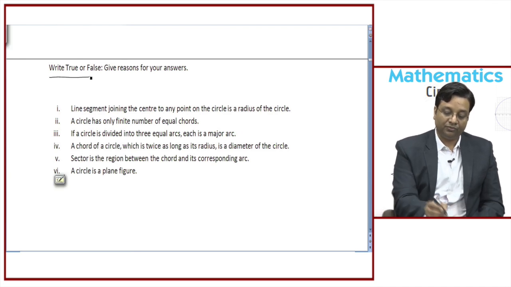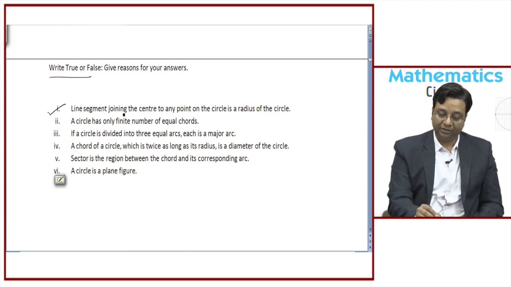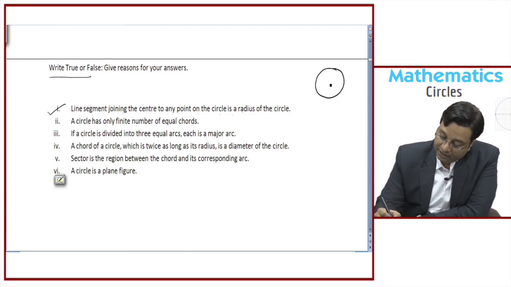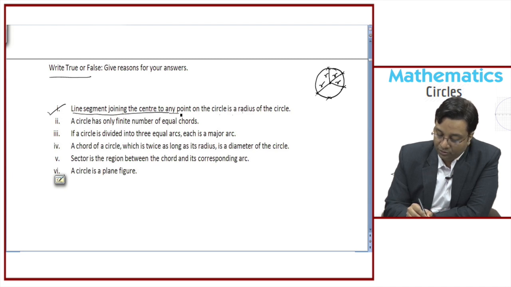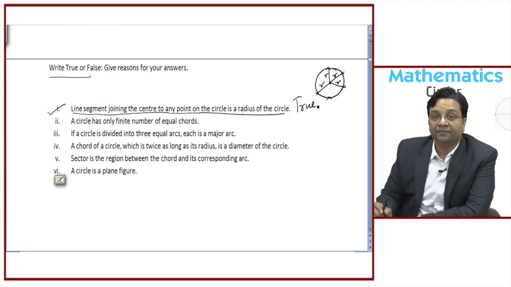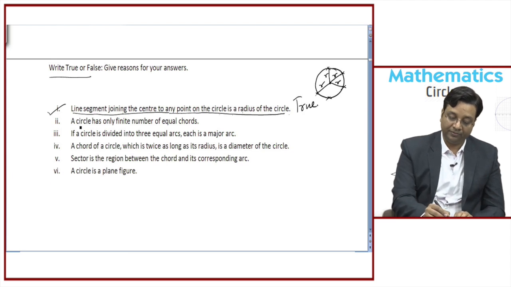Okay. Write true or false and give reasons for your answers. The first part: a line segment joining the center to any point on the circle is a radius of the circle. So yes, if I join the center with any point on the circle, it will be the radius of this circle. This is a true statement. Why? Because it is the definition of the radius, right?